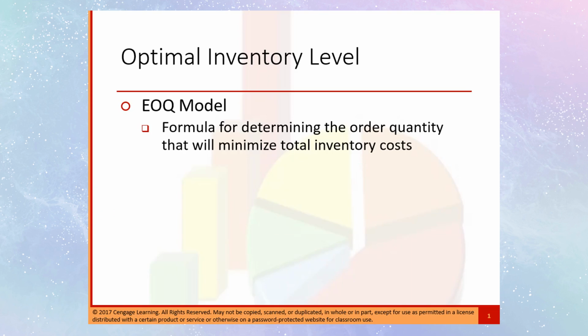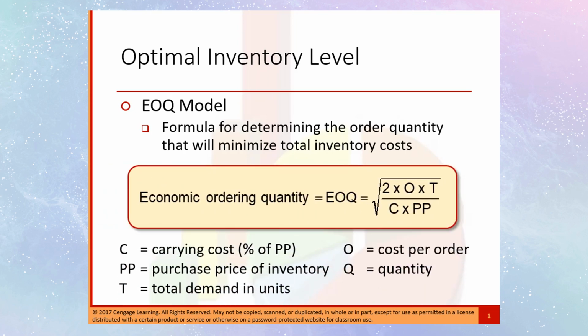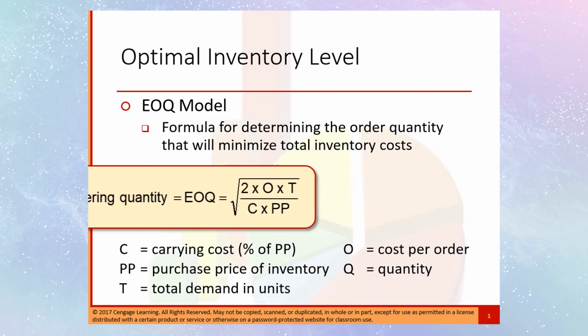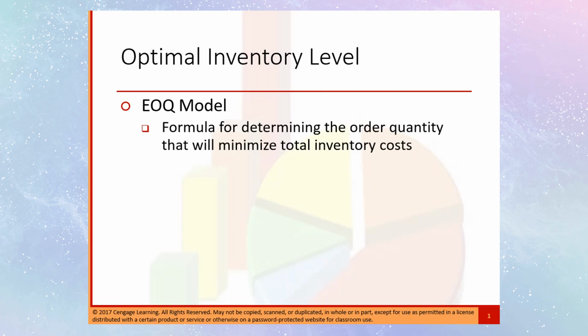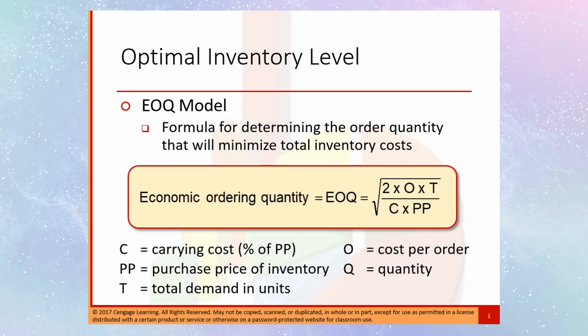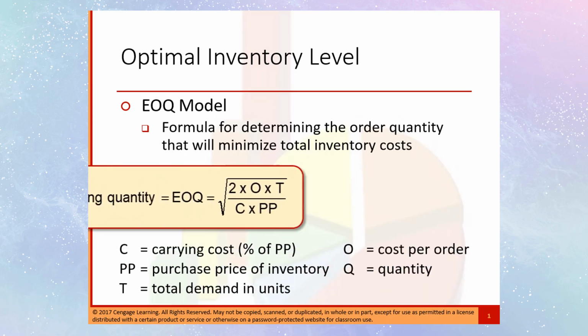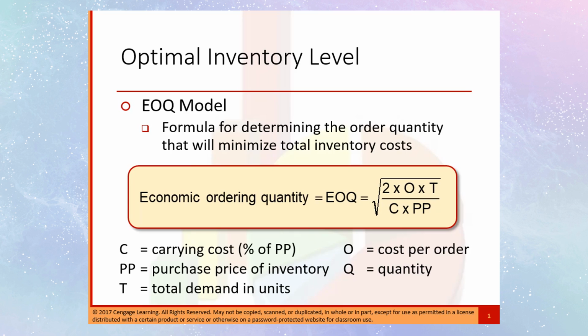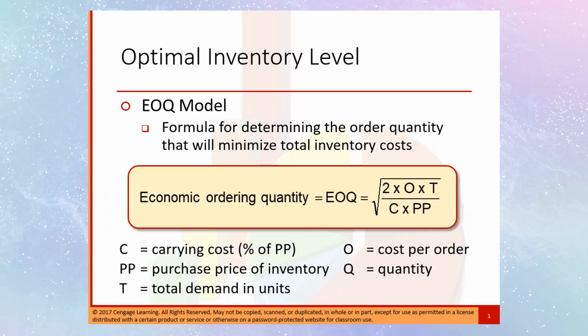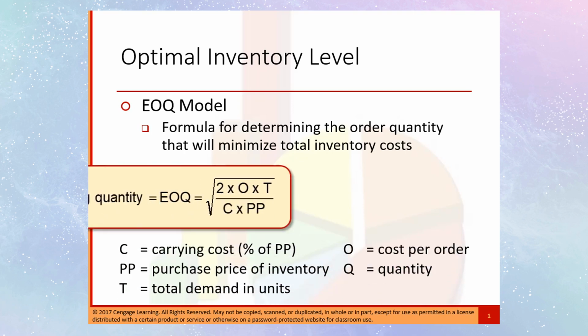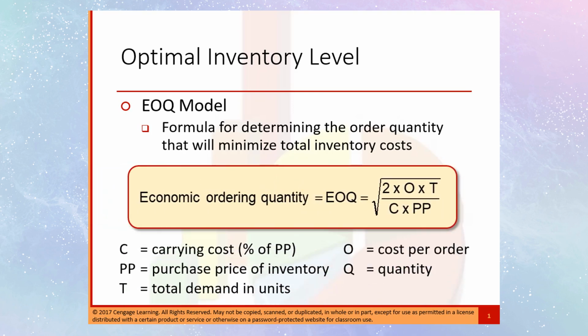Here's the EOQ formula in action. You'll notice it's a square root function balancing order costs and carrying costs. The formula takes into account the number of units demanded, the cost of placing an order, the carrying cost percentage, and the purchase price. It may look intimidating, but it simply helps firms determine how often and in what quantity they should reorder to minimize total costs. Once you know the EOQ, you can build your purchasing schedule around it, reducing excess inventory and freeing up working capital.